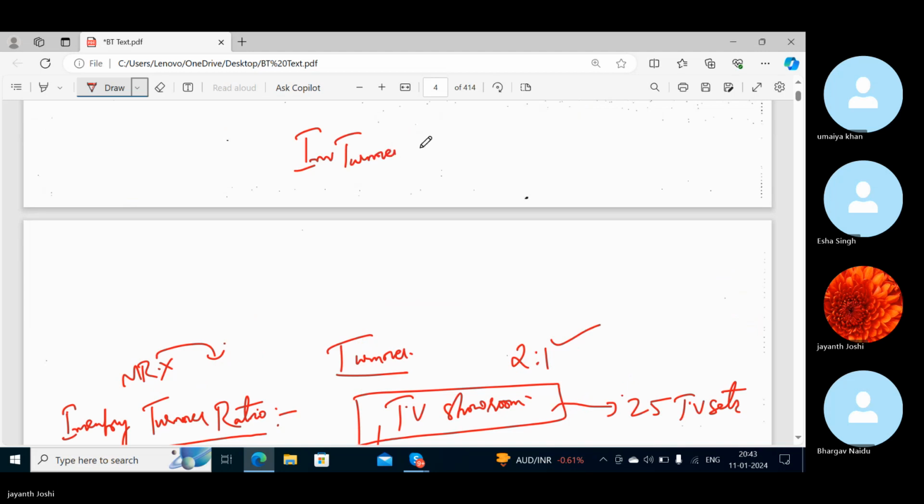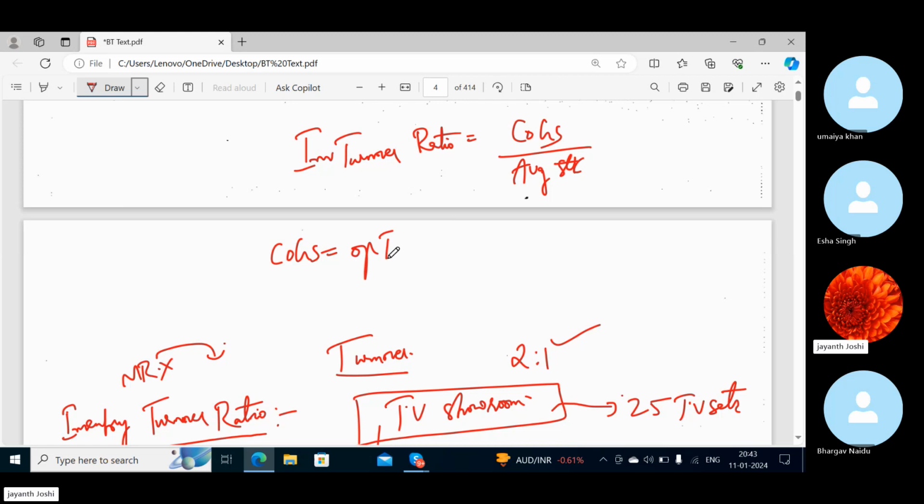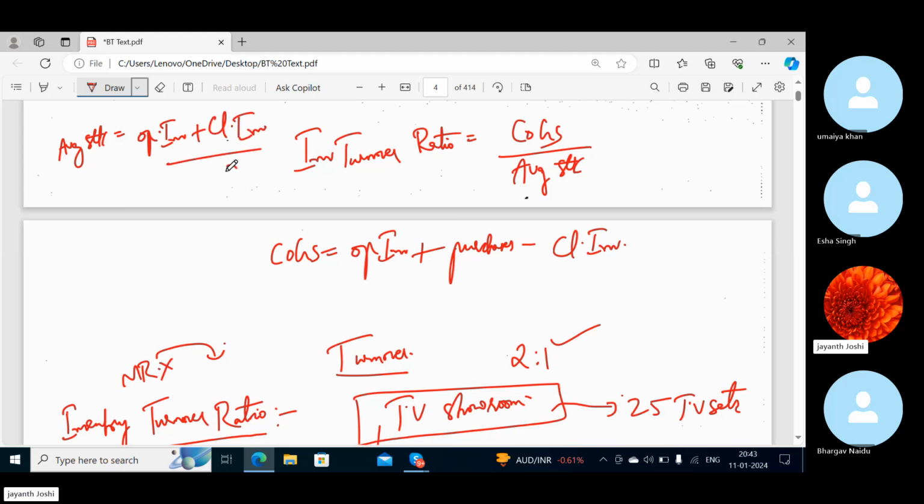Inventory turnover ratio is COGS by average stock, whereby COGS, I'll explain about COGS, need not worry, is opening inventory plus purchases minus closing inventory, and average inventory or average stock, whatever you want to say, is equal to opening inventory or opening stock plus closing inventory or closing stock, whole divided by 2.